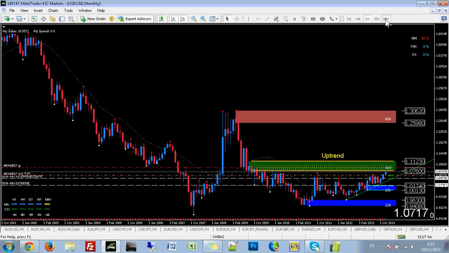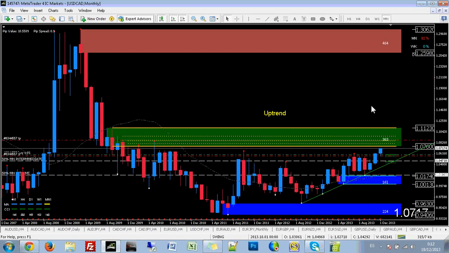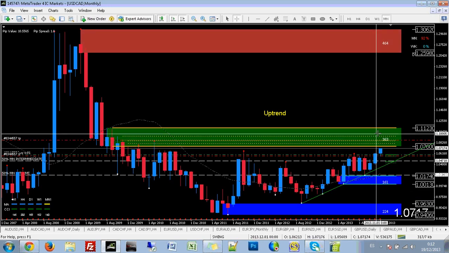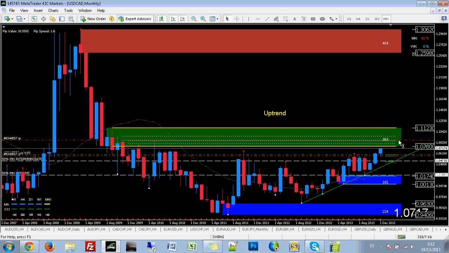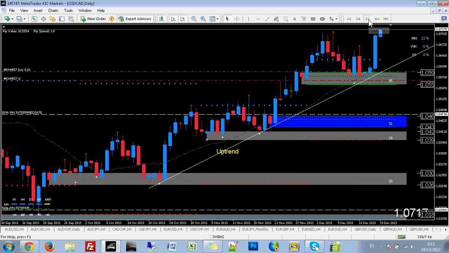As you can see here, we'll go quickly. The monthly is up, so if the monthly is up and this monthly zone is used up, price could reach up here. I will try to do this. I will see tomorrow where I will place my stop. I will be trading it. So the monthly is up, and then we should be buying on fresh areas of demand on the daily.